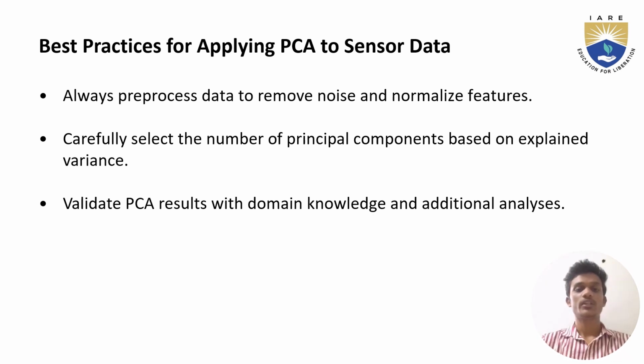Best practices for applying PCA to sensor data. Always pre-process data to remove noise and normalize features. Carefully select the number of principal components based on explained variance. Validate PCA results with domain knowledge and additional analysis.